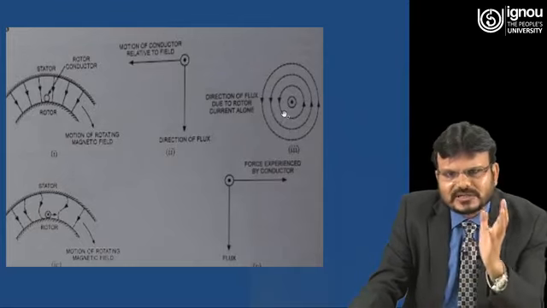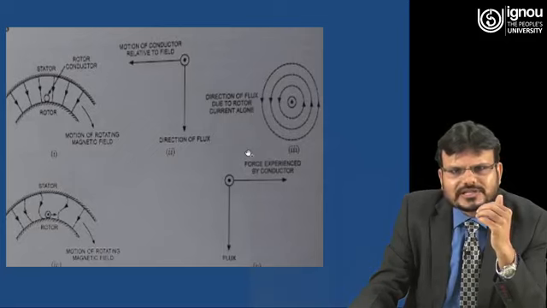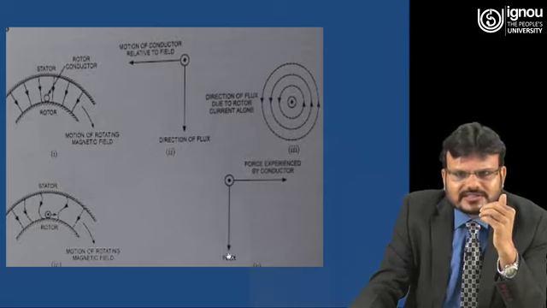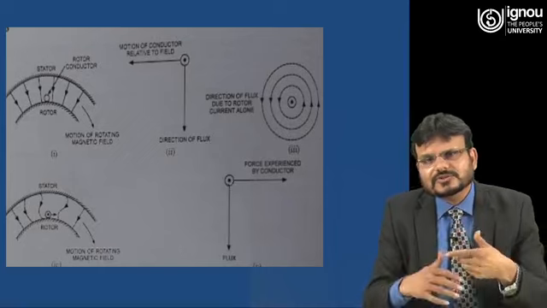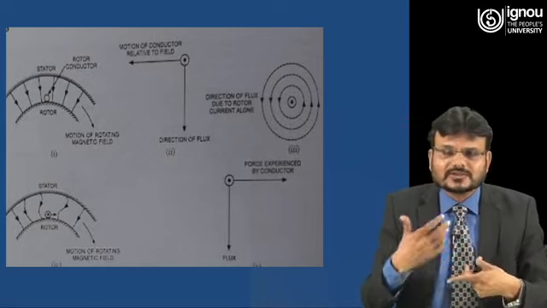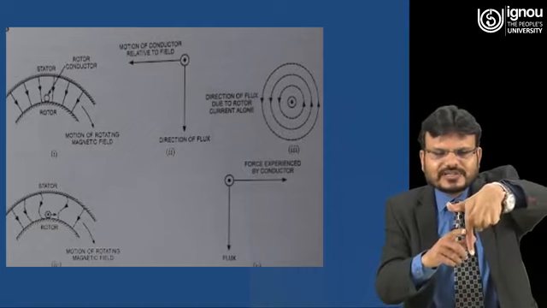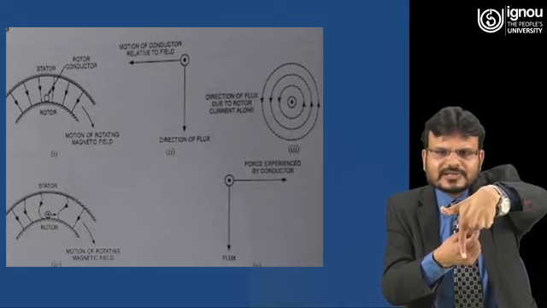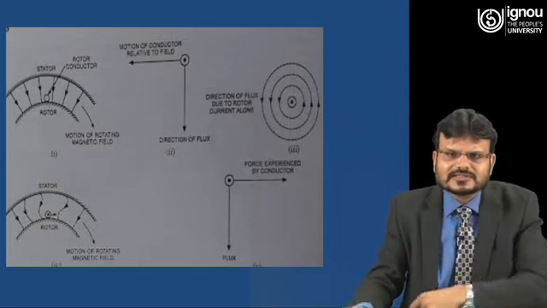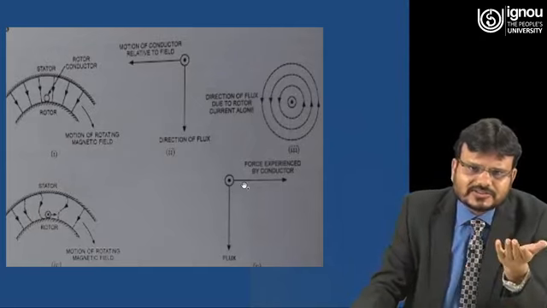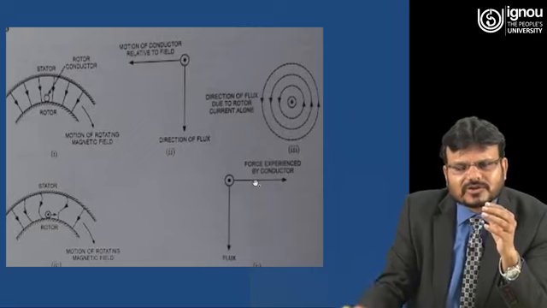Now you have two fluxes: one due to the stator winding and another due to the rotor winding. Assume the direction of the flux is in this direction and the direction of the current is outward. To know the direction of the motor, apply the Fleming left hand rule. This finger shows the direction of the flux, the middle finger shows the direction of the current, so the thumb will show the direction of the conductor. We are talking about a single conductor, but there are a number of conductors in the rotor. That means the induction motor is moving in the clockwise direction.